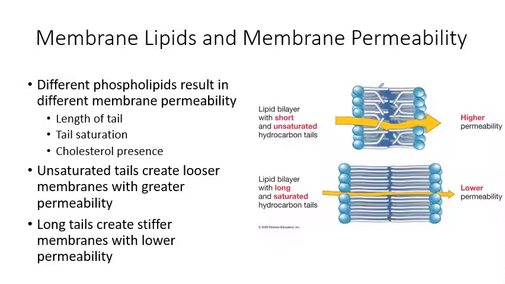And the opposite holds for membranes that are made of phospholipids that have unsaturated tails or short tails. So the membrane permeability is going to go up for those membranes, and also the stiffness is going to go down. So it's going to be a more flexible membrane that's easier to move stuff around with.